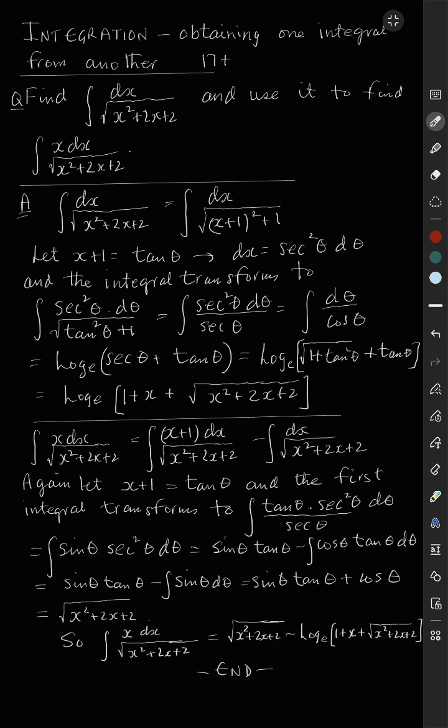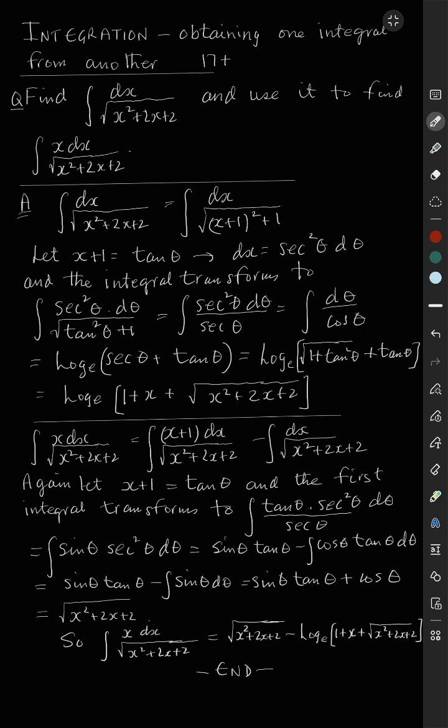So for the first integral, let's again say x plus 1 is tan theta, and the integral will transform to tan theta sec squared theta over sec theta d theta, which is the integral of tan theta sec theta d theta, and we're integrating that by parts. That's the first, which is sec theta, times the integral of the second, tan theta, minus the integral of the first differentiated, which is sec theta tan theta, times the second integrated, d theta.